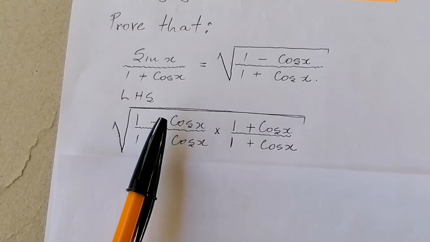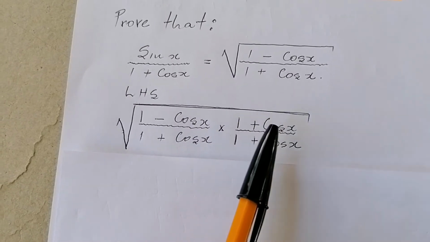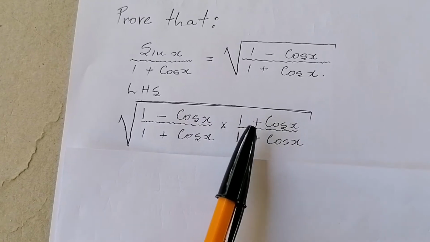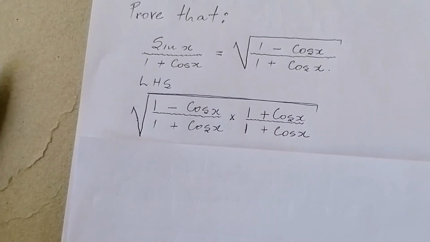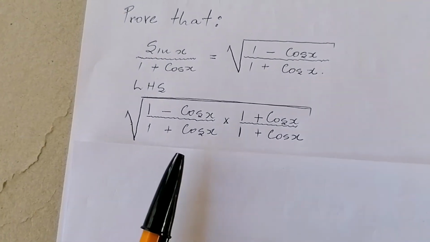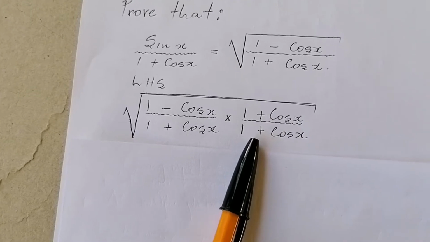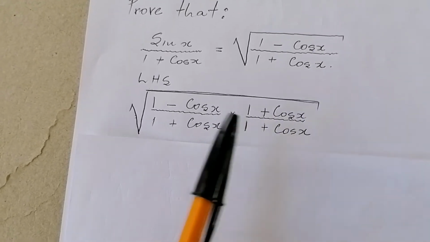Now, multiplying, we can see that this is the same as that. The only difference will be the signs. That takes us back to the difference of two squares. Now, looking at this, it is exactly the same as that. We are multiplying two things which are the same.